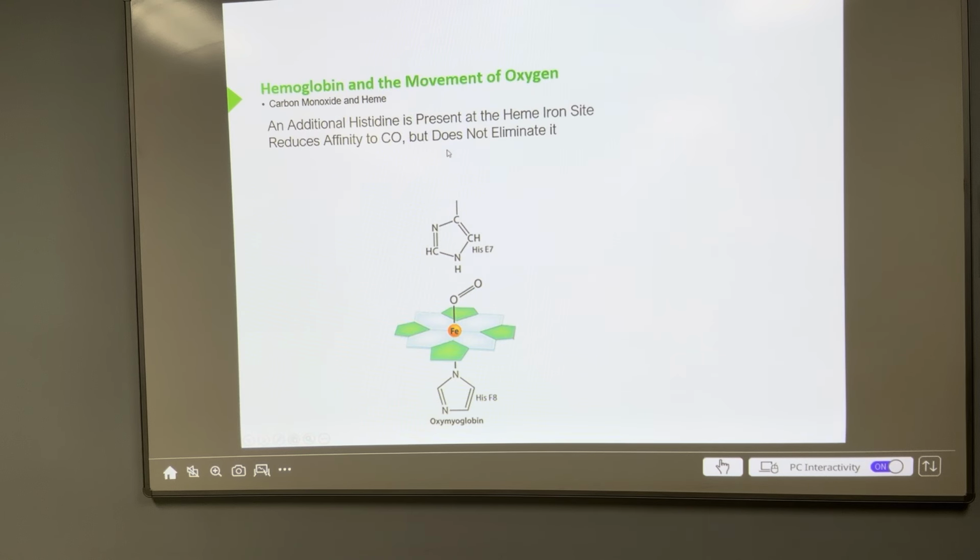Carbon monoxide binds to hemoglobin a lot stronger than oxygen. So that's why carbon monoxide poisoning kills people, because instead of your body transporting oxygen, it's going to be transporting carbon monoxide, because carbon monoxide binds to hemoglobin much more strongly than oxygen.